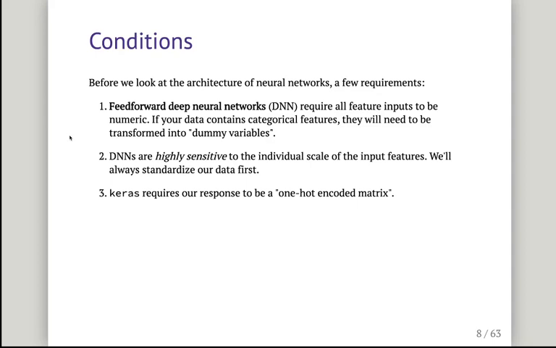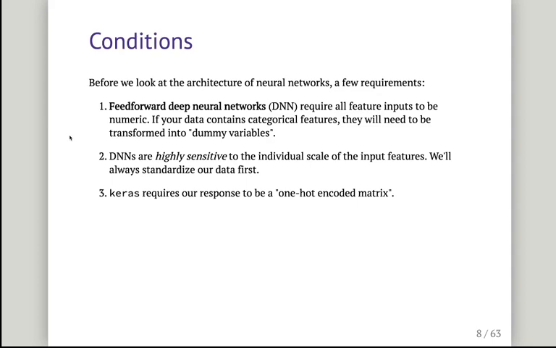These require all of our feature inputs to be numeric. If you've got categorical features, you'll need to transform those into dummy variables. So columns of zeros and ones indicating membership in a class, or not membership for zeros. These are very sensitive to the individual scale of the input features, and that's true for most neural networks. So whenever you're working with a neural network, make sure you're centering and scaling or standardizing your data first.